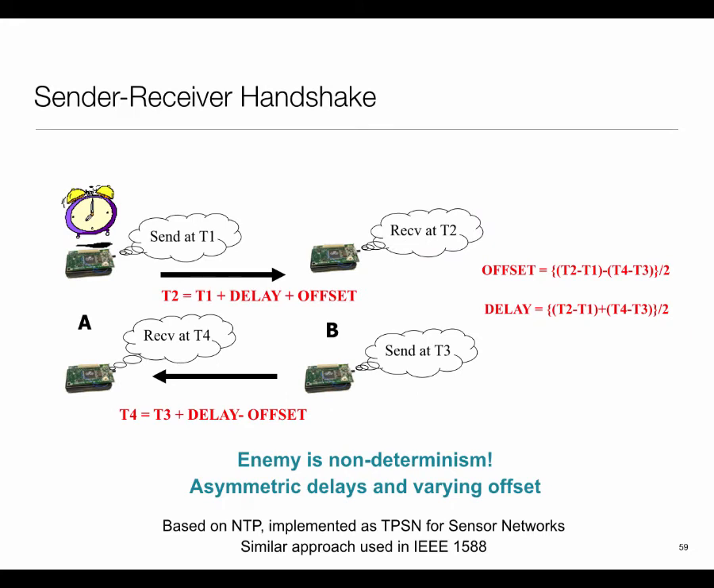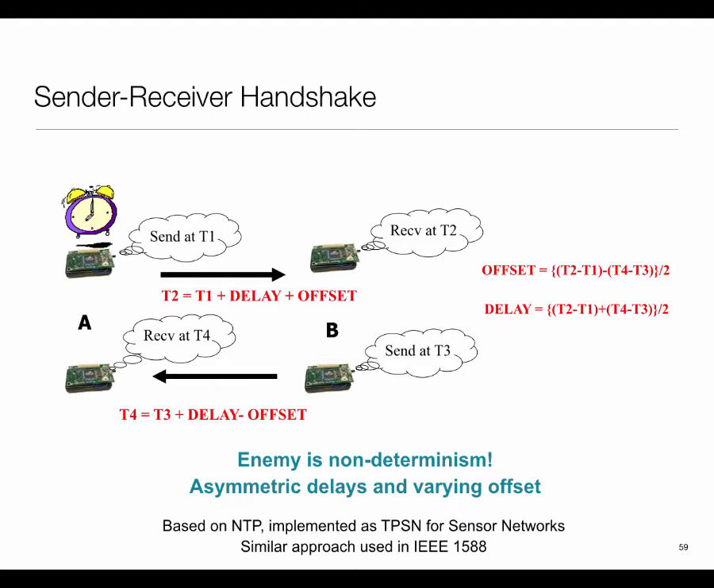Let's imagine the following exercise: I have a node which sends out a packet, and it timestamps it according to its local clock as having been sent at T1, and this packet is received at the other node, which timestamps it as having been received at T2 according to its local clock. So what we can write is that T2, according to B's clock, is equal to T1 according to A's clock, plus the delay in this process, plus the offset between A and B.